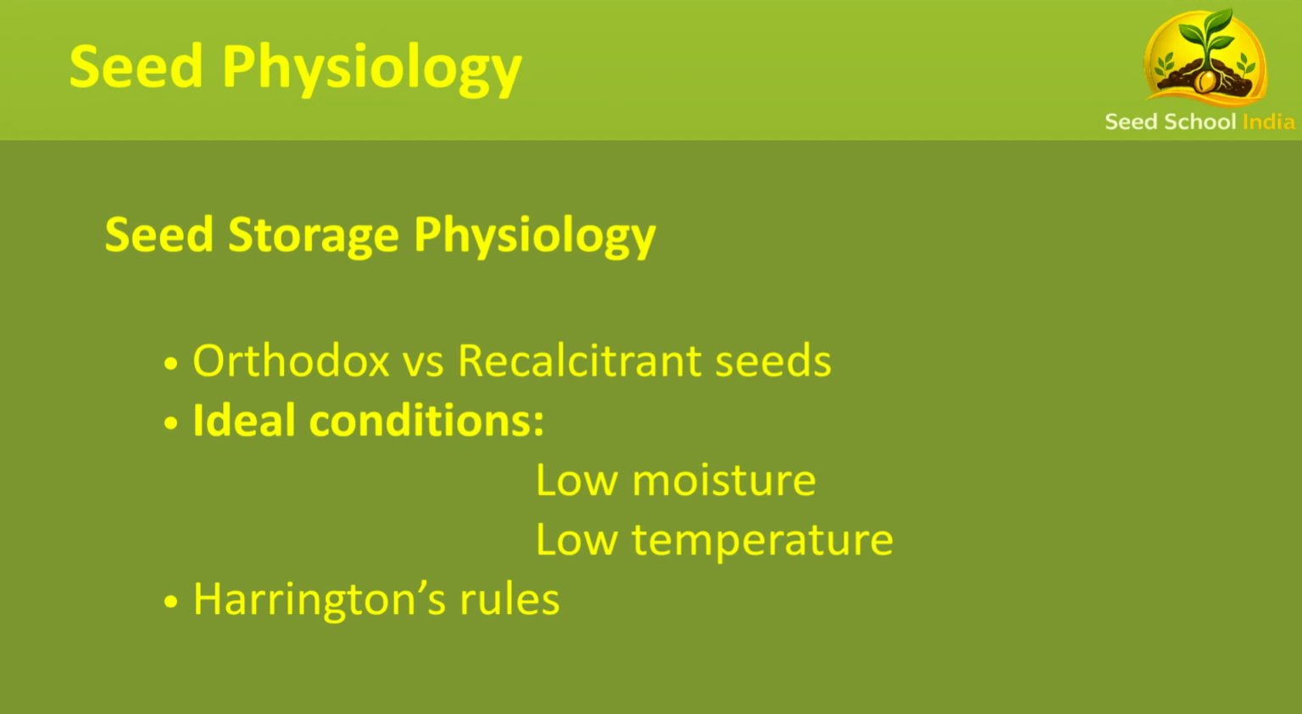Orthodox seeds can be dried and stored at low temperatures, while recalcitrant seeds cannot tolerate drying. According to Harrington's rule, for every decrease in temperature and moisture, seed life increases significantly. Seed banks use these principles to preserve genetic resources. Following storage principles helps extend seed life.